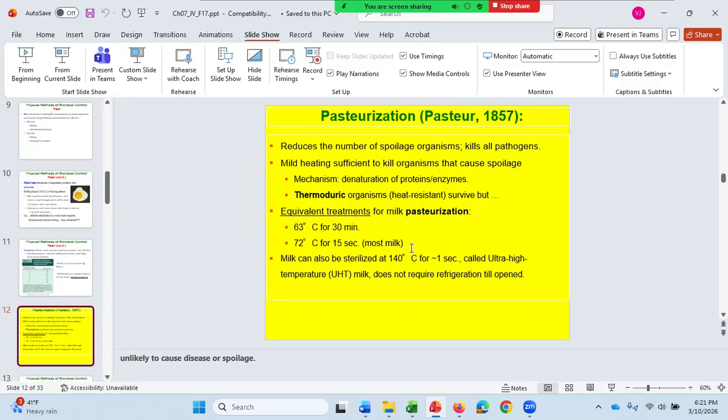Besides pasteurized milk, we also have ultra high temperature milk. This milk is not pasteurized. What you do is you subject the milk to 140 degrees Celsius for around 1 second. That will sterilize the milk, and then the milk does not require refrigeration, assuming it's closed and sterile. And you can keep that milk on the shelf for a long period, which you cannot do for pasteurized milk.